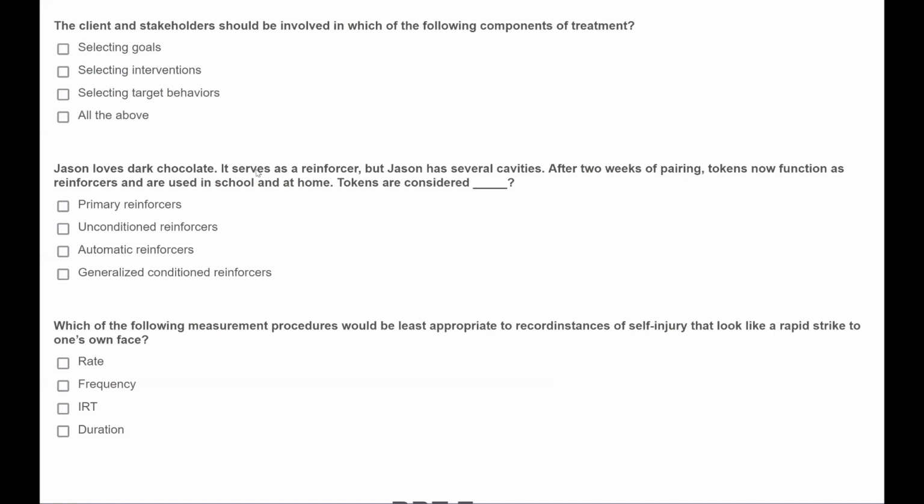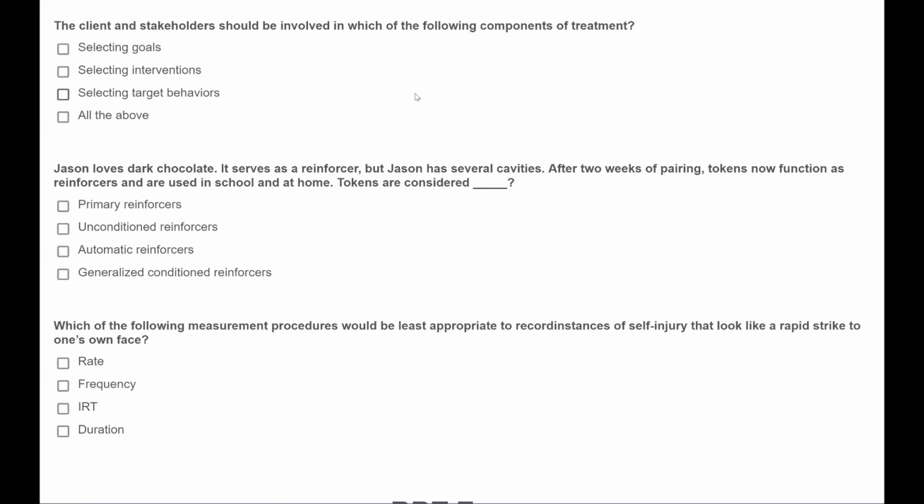What can we make work for everybody? And then selecting target behaviors, absolutely, right? We're going to go in. What do you want to focus on? What do you want to target? Now, all this is taken to a reasonable extent. End of the day, the supervisor is going to make their best judgment call, right? But just like you, the RBT has a say in treatment planning, so do client and stakeholders. We want to collaborate. We want to be part of a team.